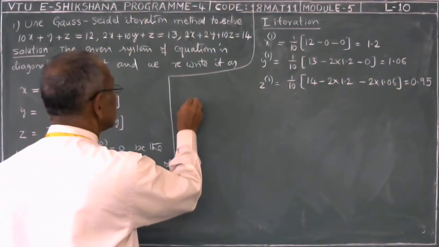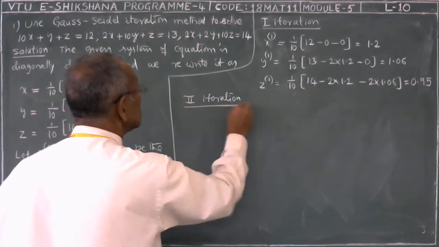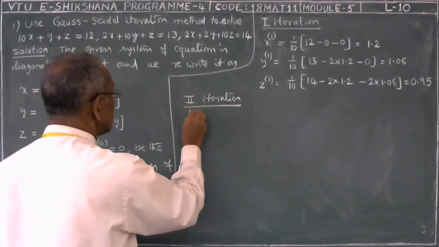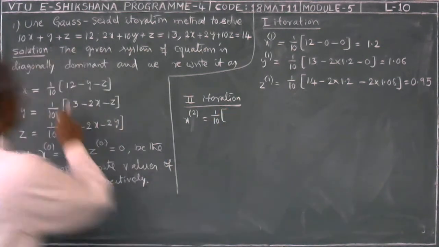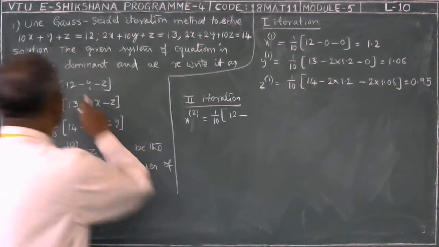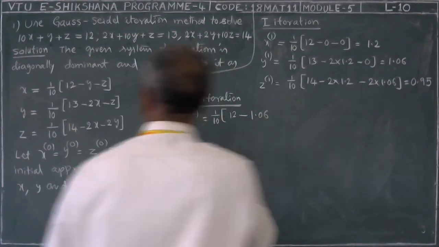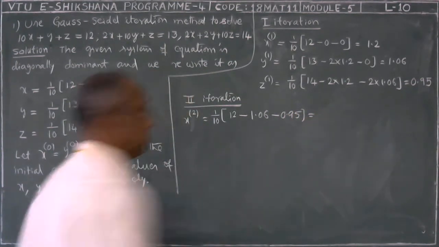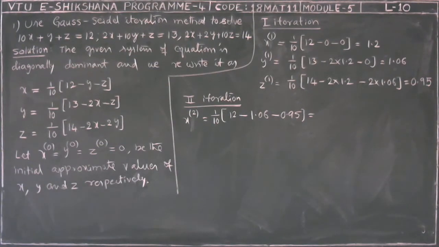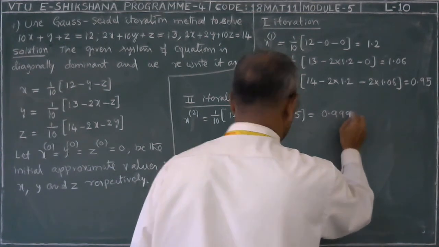Now for the second iteration, x2 is 1 by 10 into 12 minus y, and we use this value, 1.06, minus z, minus 0.95. If you carefully compute, you get 0.999.